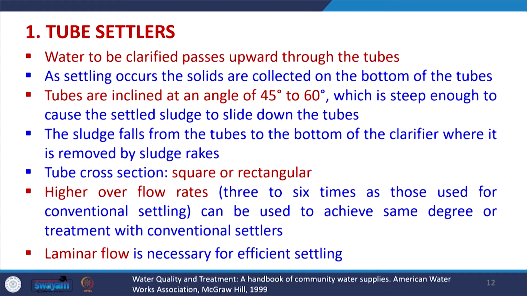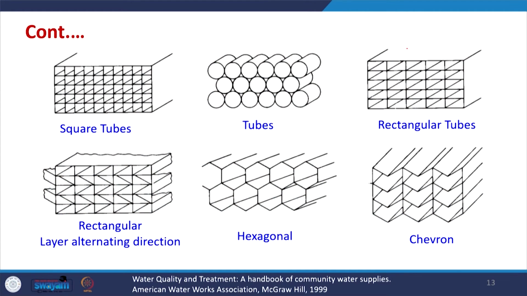Now, understanding each of them one by one. First is the tube settler. Water to be clarified passes upwards through the tube. You can see the pictures here. Through this, the water to be processed will pass in any of these tube settlers. They may be of different dimensions, and the water has to pass through them.